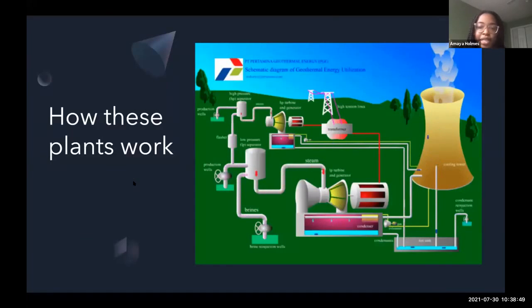How these plants work is fairly straightforward and simple. Hot water is pumped from deep underground through a well under high pressure. Eventually, when the water reaches the surface, the pressure drops, and as a result the water turns into steam. Then the steam turns a turbine, which is connected to a generator that produces electricity. The steam then cools off in a cooling tower, condenses back to water, and the cool water is pumped back into the earth for the process to happen again.